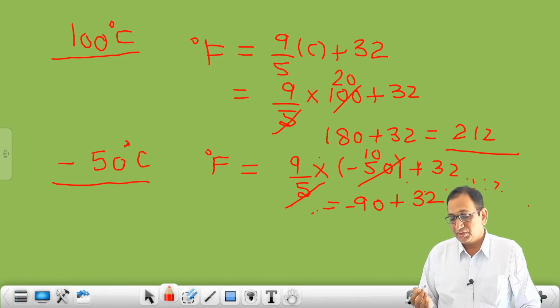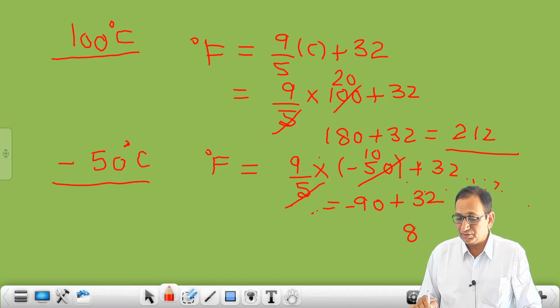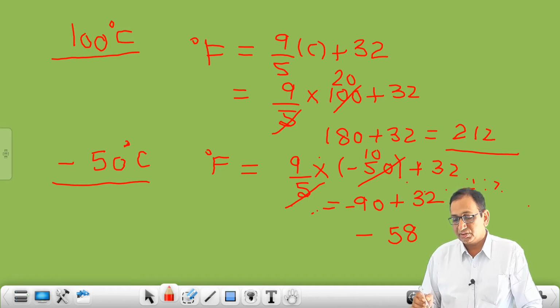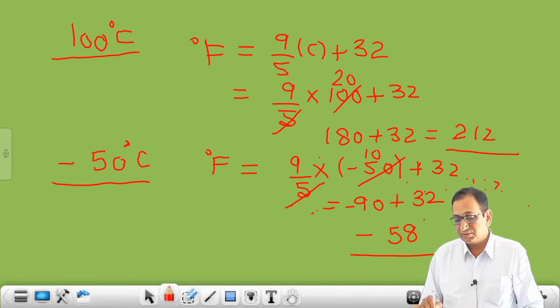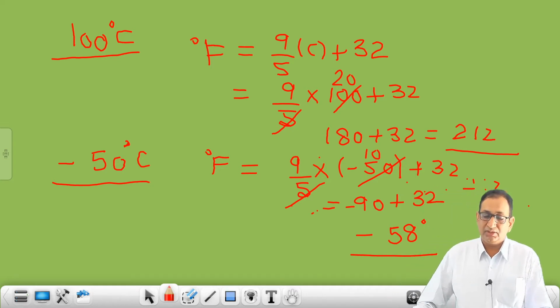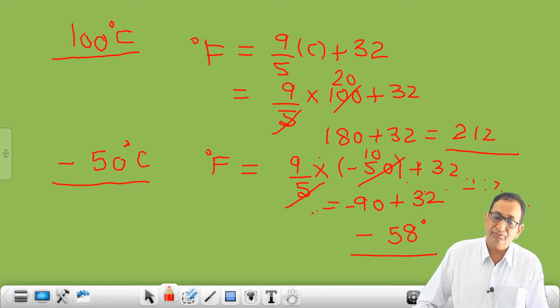So students, 90 minus 32: 10 minus 2 is 8, and here 8 minus 3, that is 58. So in Fahrenheit scale, the temperature will be minus 58 degree Fahrenheit. Okay, students. So like this we can convert degree Celsius to Fahrenheit scale.